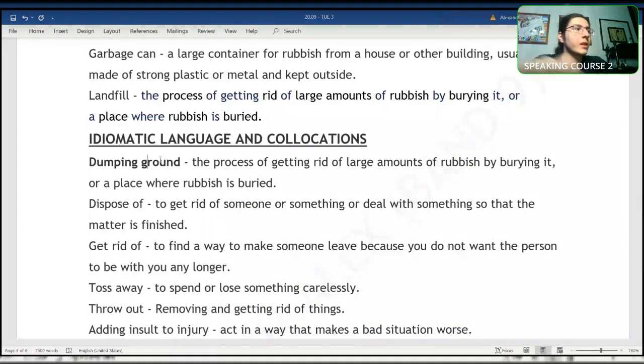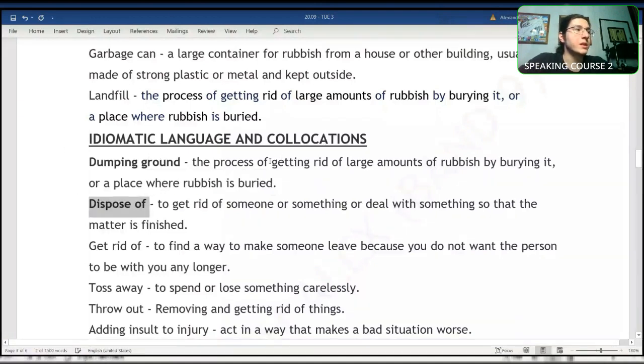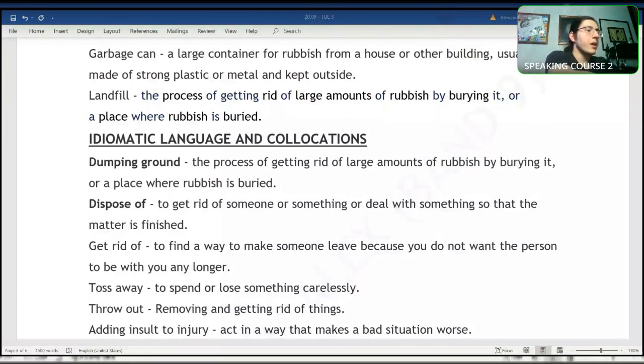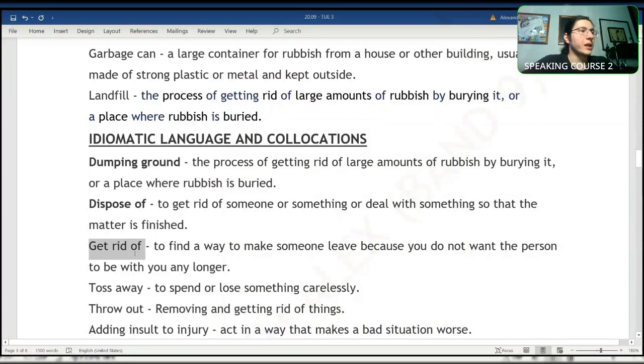Yeah. Let's continue. Dispose of. So we've already gone over the word dispose, but dispose of is used in the same situations, just more formal. It sounds a bit better. So yeah. Let's continue. Get rid of. Get rid of basically means to find a way to make someone leave because you do not want the person to be with you any longer. That is one of the definitions.